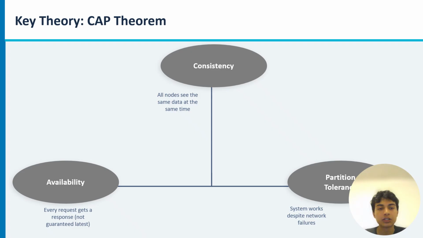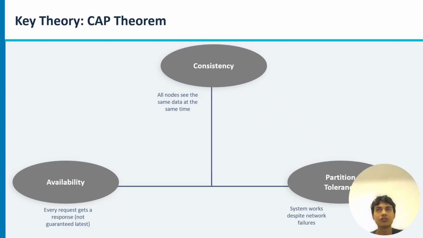So now let's talk about the CAP theorem, which is very important in distributed systems. CAP stands for consistency, availability, and partition tolerance. Consistency means all users see the same data at the same time. Availability means the system always responds to requests. Partition tolerance means the system continues working even if there is a network failure between servers.